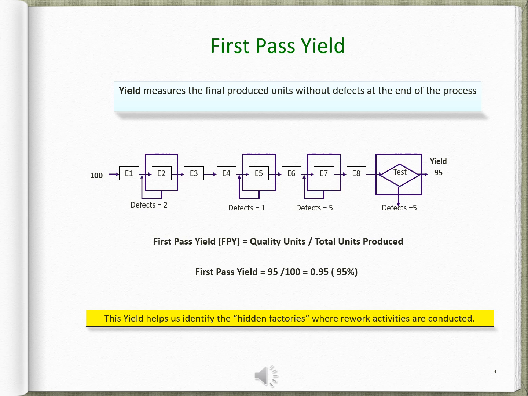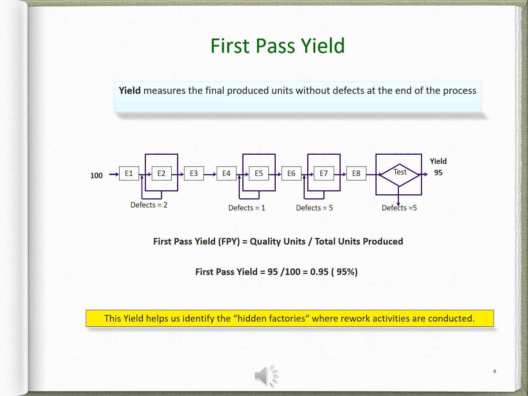Now, let's move into performance metrics related to defects in the process. First pass yield measures the final produced units without defects at the end of the process. We divide the quality units by the total units produced to obtain this metric. Here, quality units refer to those units without defects.